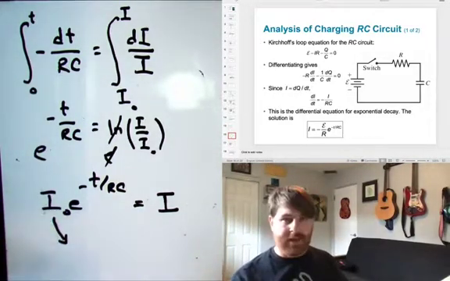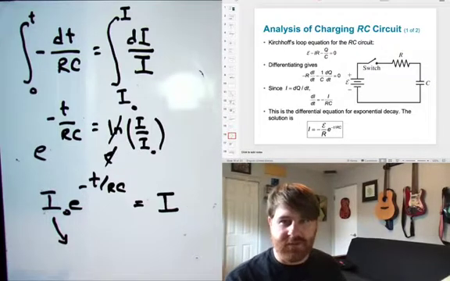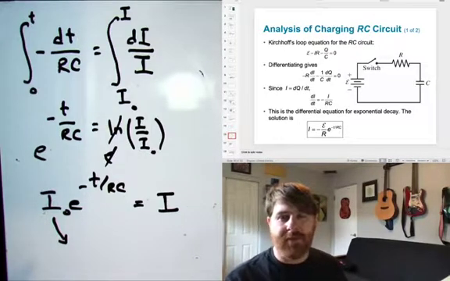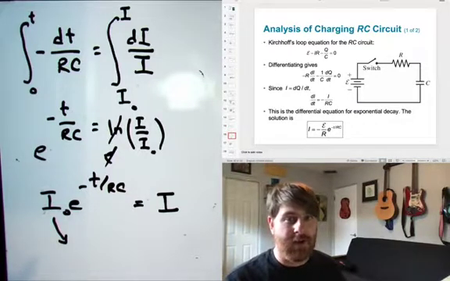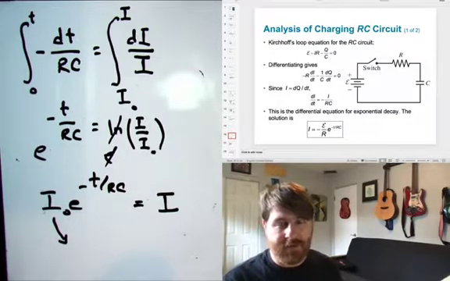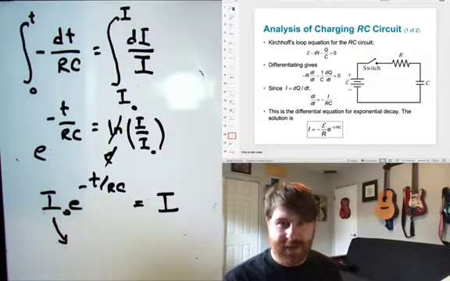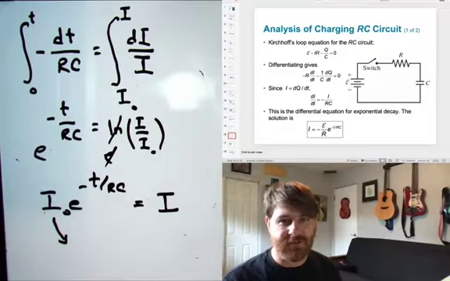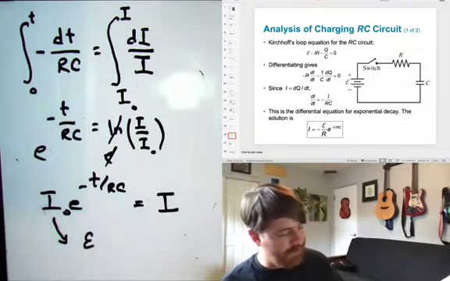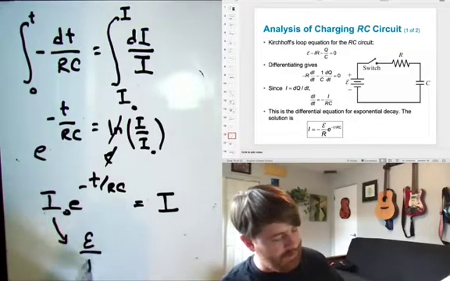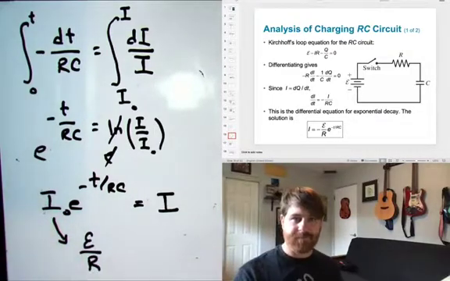I naught is the initial current when the switch is closed. At that point, the potential across the capacitor is 0, which means all of the gain was across the battery, and all the drop must be across the resistor. There's 0 potential across the capacitor when the switch is first closed. So what is I naught? It is the battery EMF divided by R from Ohm's law.